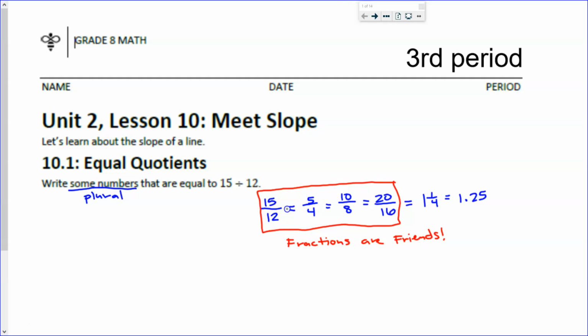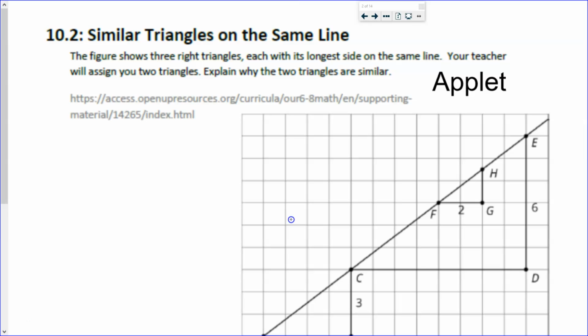There's lots of ways of writing 15/12, starting with the simplest version. But if I had numbers like 10/8, we would also simplify that to the 5/4, and all of these are equivalent, and recognizing that is really important. Let's move on to the actual lesson.